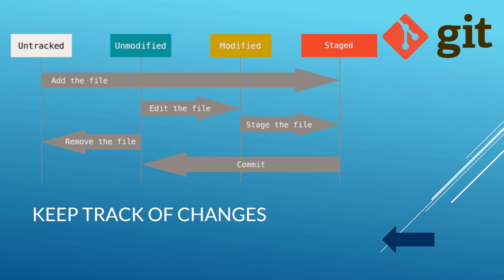Remember that each file in your working directory can be in one of two states: tracked or untracked. Tracked files are files that were in the last snapshot as well as any newly staged files. They can be unmodified, modified, or staged. In short, tracked files are files that Git knows about. Untracked files are everything else, any files in your working directory that were not in your last snapshot and are not in your staging area.